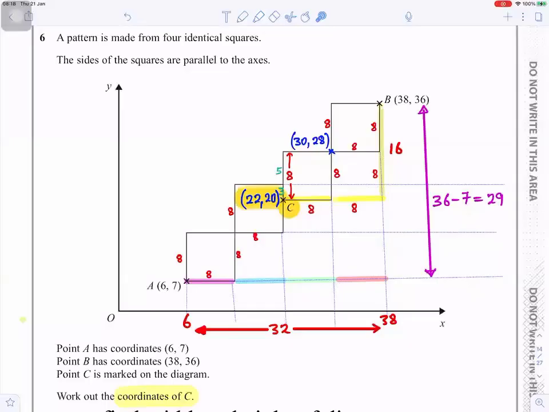Question number 6. A pattern is made from 4 identical squares. The sides of the squares are parallel to the axes. Point A has coordinates (6, 7). Point B has coordinates (38, 36). Point C is marked on the diagram. Work out the coordinates of point C.